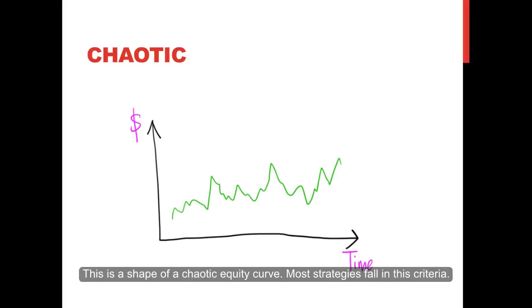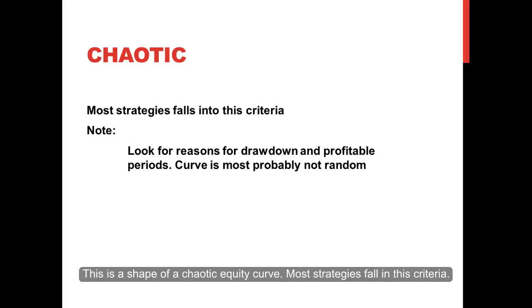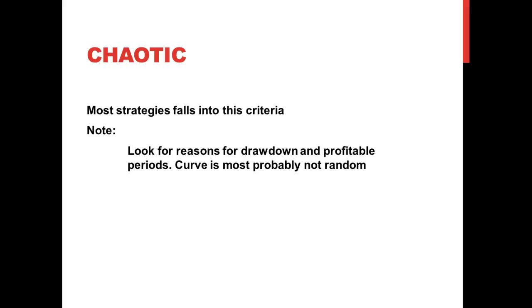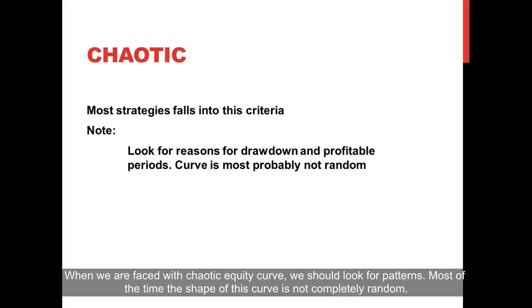This is the shape of a chaotic equity curve. Most strategies fall in this criteria. When we are faced with a chaotic equity curve, we should look for patterns. Most of the time, the shape of this curve is not completely random.